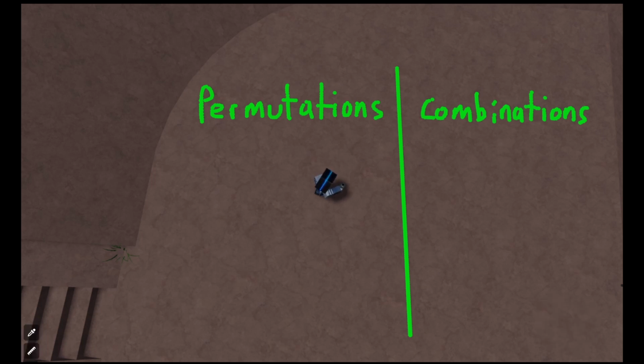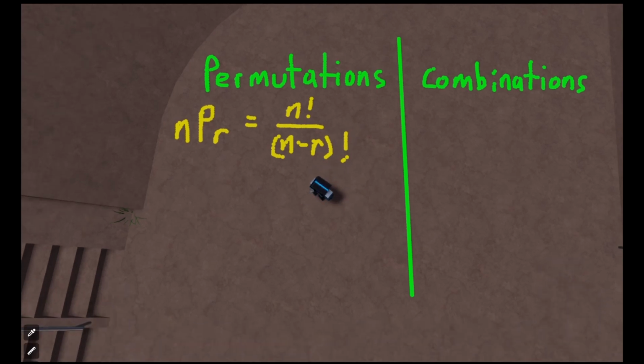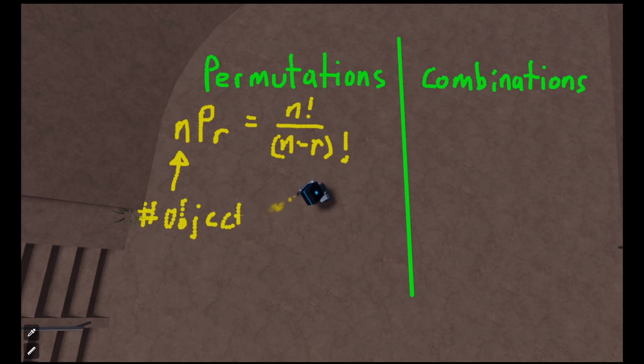The formula for a permutation is nPr, for permute, equals n factorial over (n minus r) factorial. Now, what are n and r? n is the number of objects you have, and r is just the number of positions you have.